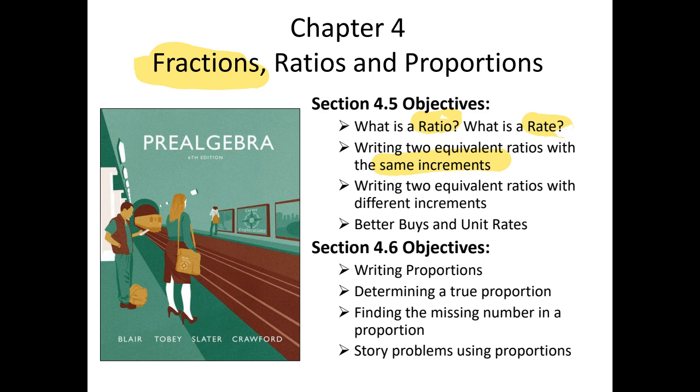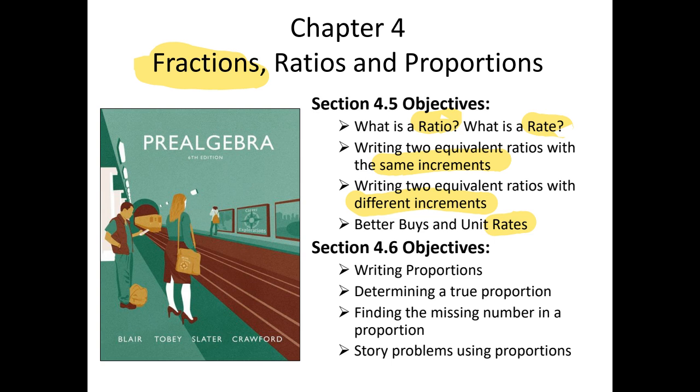And then we're going to talk about something called a rate. Rate comes in two specific categories. A rate has different increments that we can't make the same. A ratio, the units we can make the same, but a rate, not the same. And we have two special types of rates, one called the better buy and one called the unit rate.